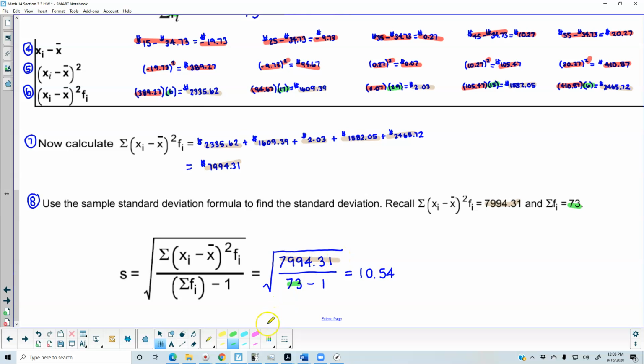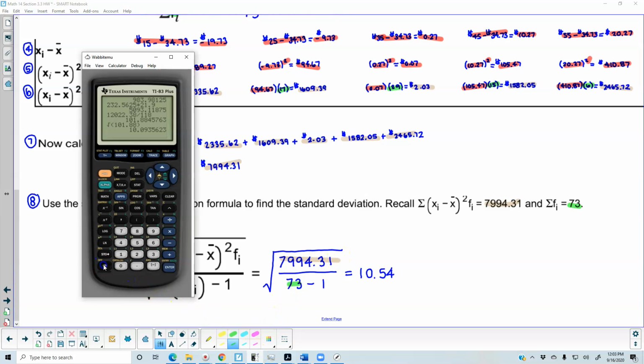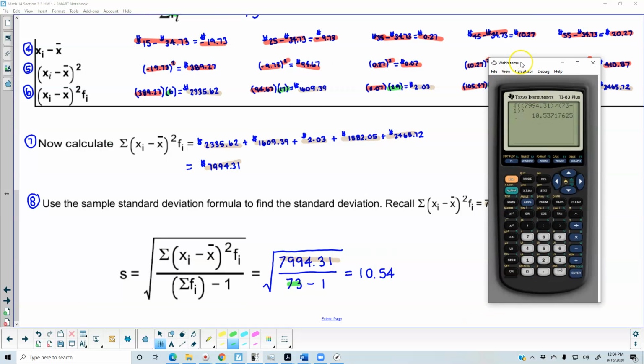So if we take a look at our calculator, we take the square root. In parentheses, we have 7,994.31, and then divide that by 73 minus 1, close that parenthesis, and we get 10.537, but we're going to round it to 2 decimal places. So we get 10.54 for the sample standard deviation.